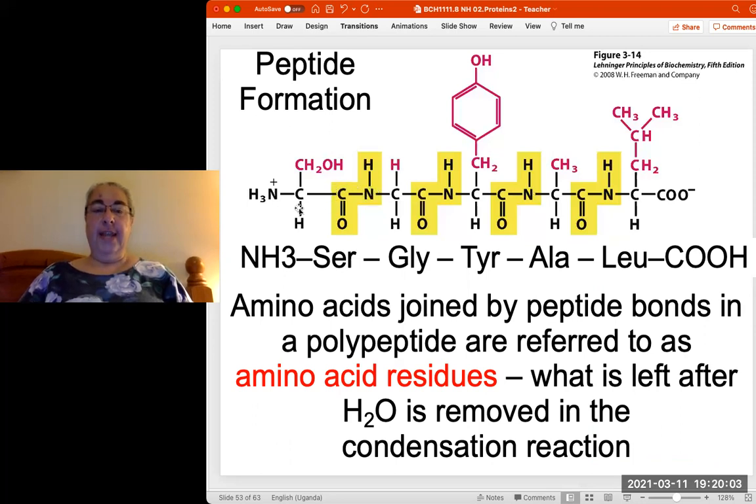So what is left of the amino acids when they're joined into a polypeptide is called the amino acid residues. Residue, what's left after the water has been lost. Okay, water lost in the condensation reaction, the amino acid residues are what's left making up the polypeptide.